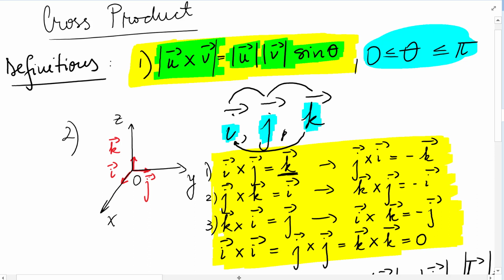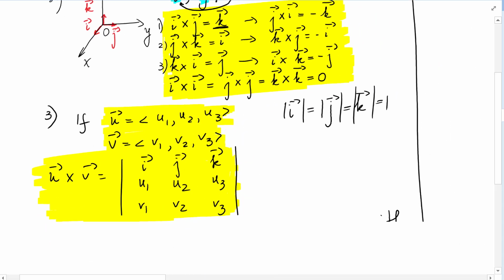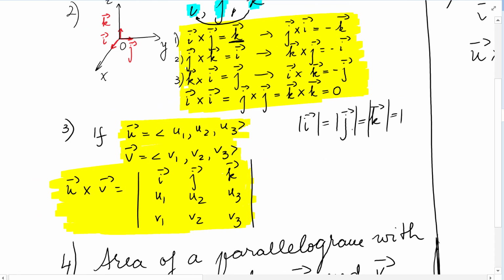Also, i cross i equals j cross j equals k cross k equals 0, because i cross i is the magnitude of i times the magnitude of i again, which is 1 times 1, and sine of 0 is 0. So the magnitude of i cross i is 0. Here I have the magnitude of i equals the magnitude of j, equals the magnitude of k, equals 1.